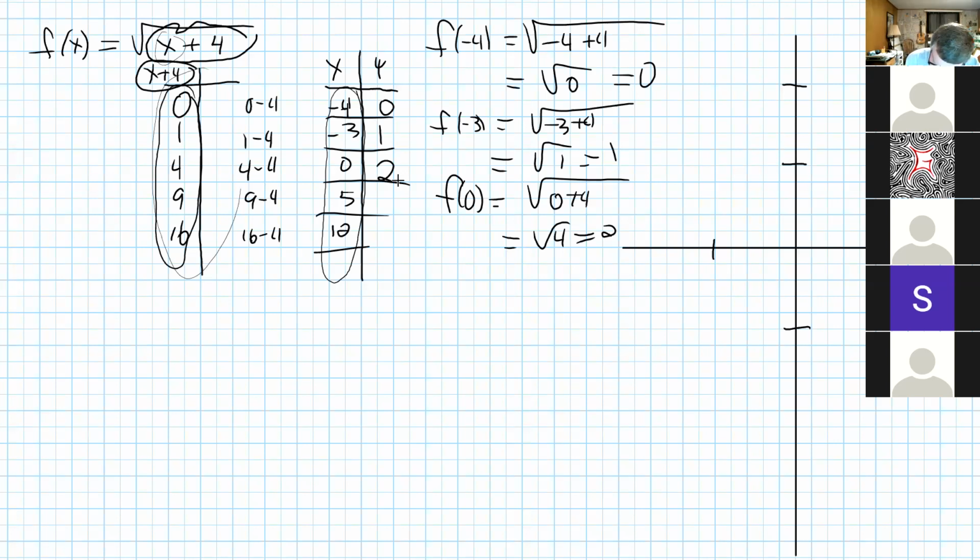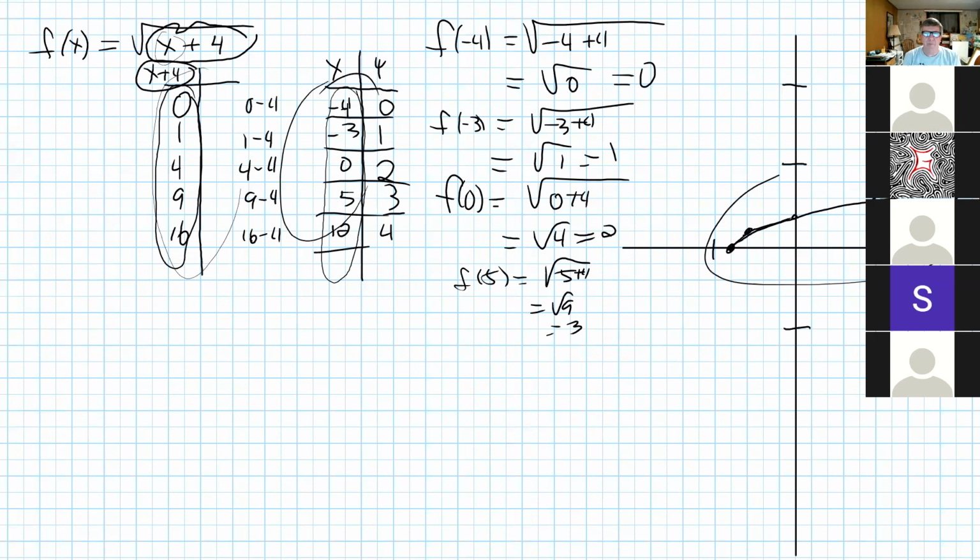All right. And let's see, f of 5 would be the square root of 5 plus 4, which is the square root of 9, which is 3. And I'll just bet you that's going to be 4. So now I've got negative 4, 0 and negative 3, 1 and 0, 2 and 5, 3 and 12 are off the graph. So we've got this graph that looks like that. Okay. Harder work here, nice graph over here.